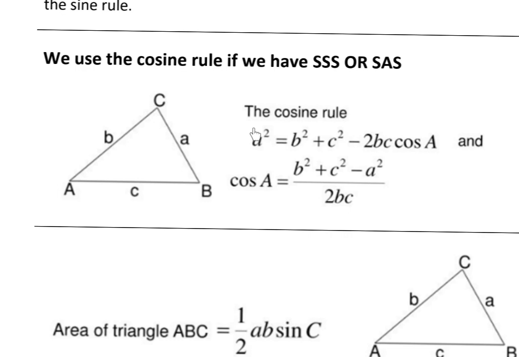a squared, maybe similar to Pythagoras here. So a squared equals b squared plus c squared minus 2 times bc cosine the angle in between. a squared equals b squared plus c squared minus 2 times b times c cosine A. This is if you have 2 sides and the included angle.